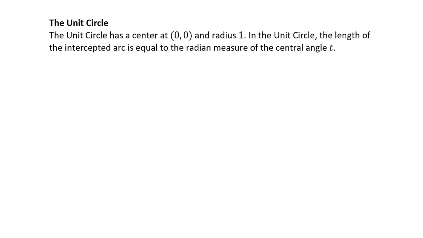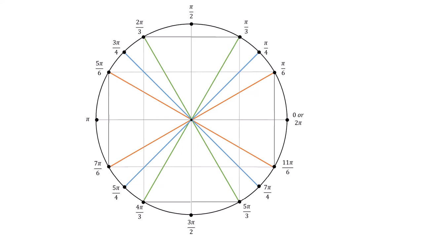The unit circle. The unit circle has a center at the origin (0, 0) and a radius of 1. In the unit circle, the length of the intercepted arc is equal to the radian measure of the central angle t. Here is the unit circle with our special angles marked.